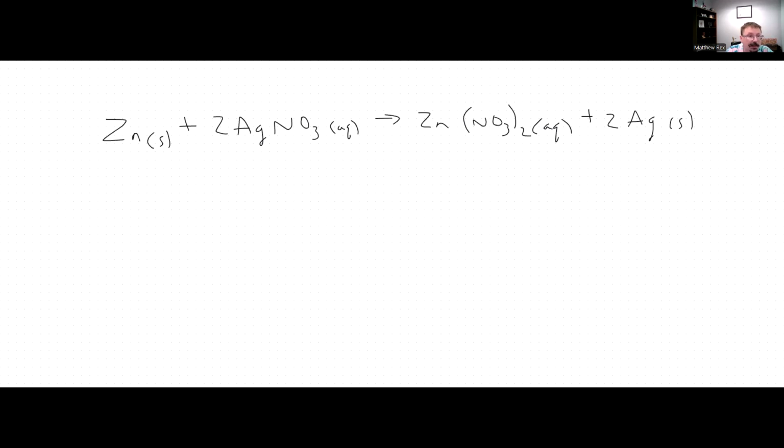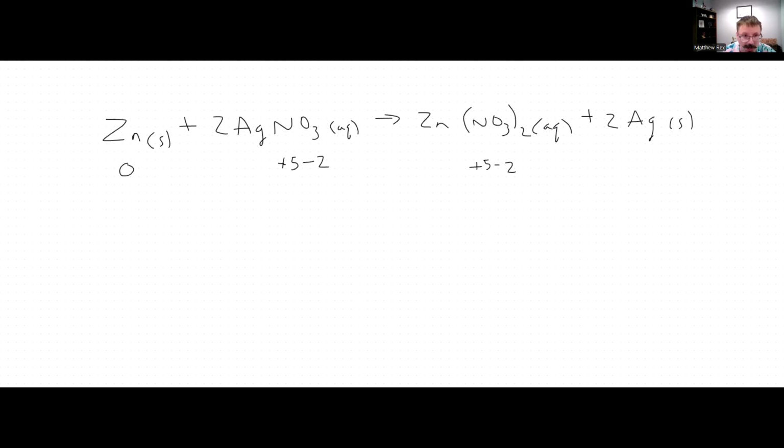Zinc, it's a free element in its naturally occurring state. It will have an oxidation state of 0. Nitrate has an overall oxidation state of -1. Each oxygen would be a -2, and then the nitrogen would be a +5. Now, this starts as nitrate and ends as nitrate. So if we came over to this nitrate, we would find the same oxidation states of everything in there.